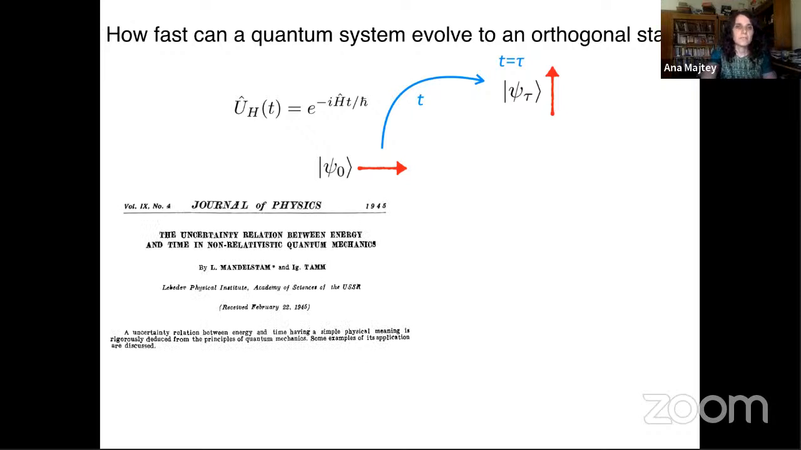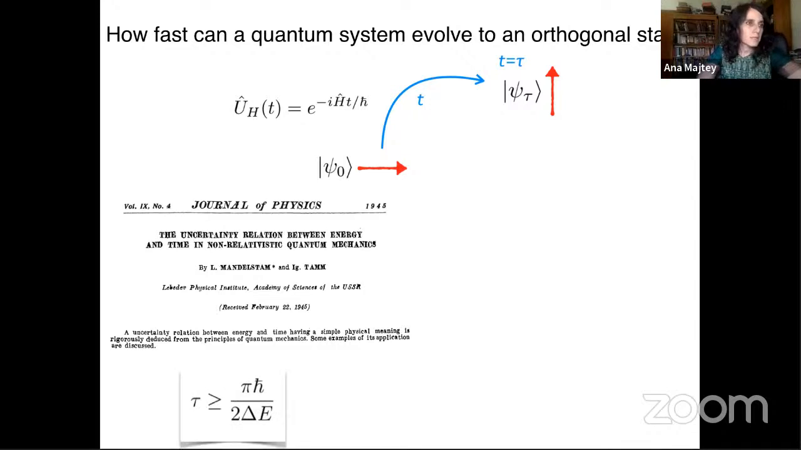So the first answer to this first question came with this work in 1945. The work was by Leonid Mandelstam, who died before the article was published, and his student Igor Tamm. They derive a kind of uncertainty relation between energy and time, that bounds the speed of evolution in terms of the spread of energy.